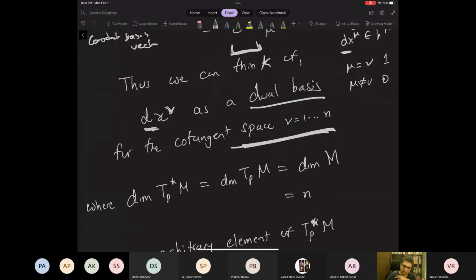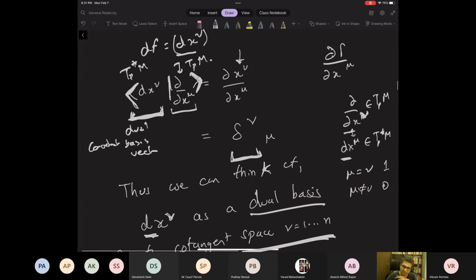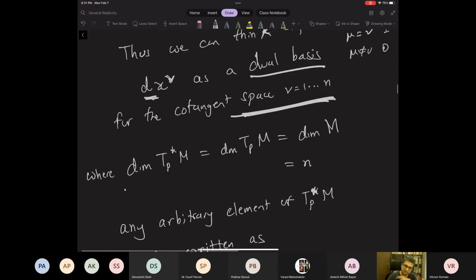Since for every basis vector you have a dual basis vector, the dimension of the cotangent space is the same as the dimension of the tangent space. These are vector spaces, which is the same as the dimension of the manifold, which is n, where the manifold is locally homeomorphic to Rn. Sorry, not isomorphic, locally homeomorphic.